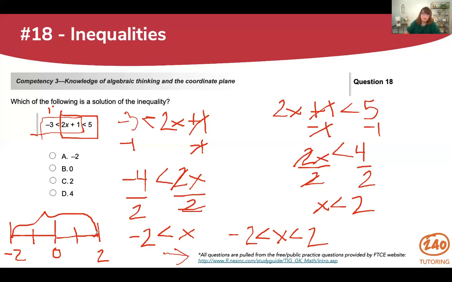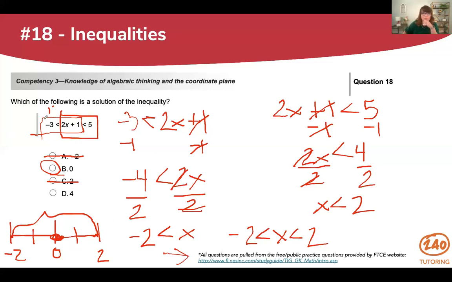Now, if we look at these answer choices, x has to be greater than -2, so that rules out A, and less than +2, so that rules out C. 4, if we look at this number line, would be way over here. The only answer choice in that range is 0. So the correct answer is B. And when you're first looking at this, the trick is knowing to separate that into two inequalities.